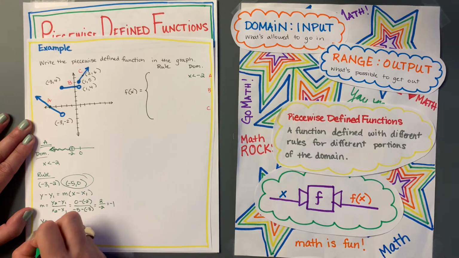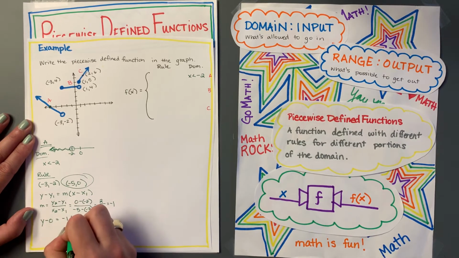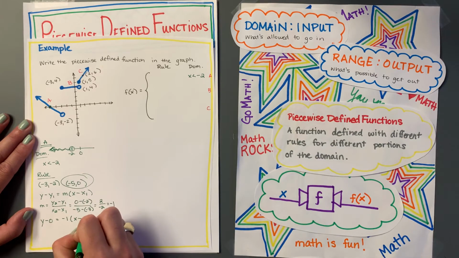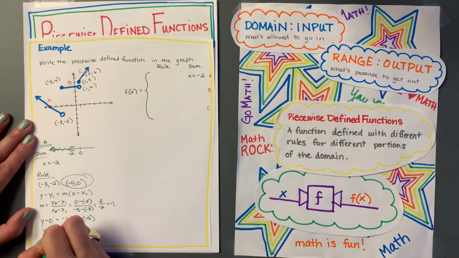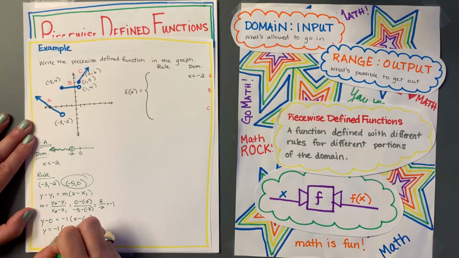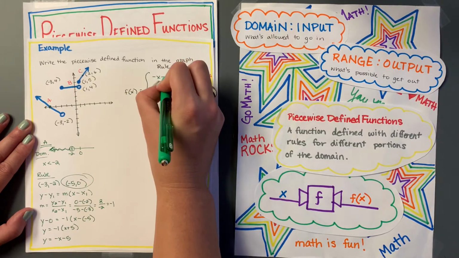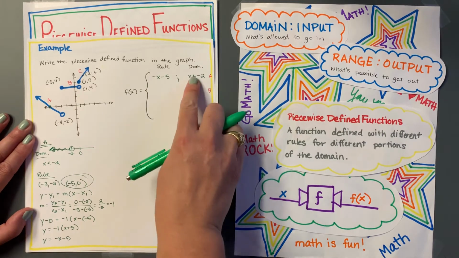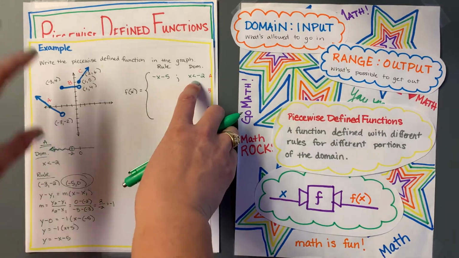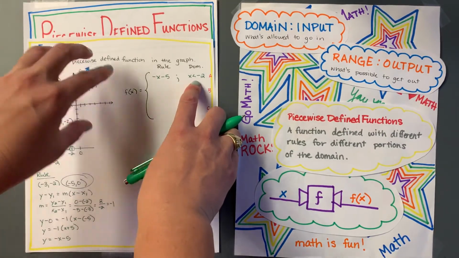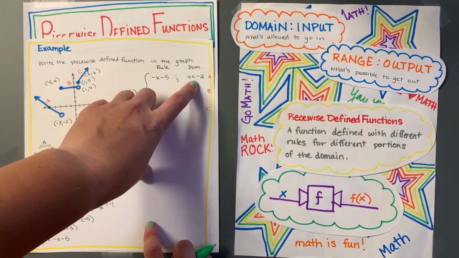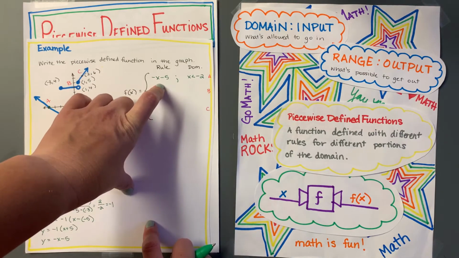So I'm going to use this point. So I'm going to have y minus 0 is equal to -1 times x minus -5. So y is equal to -1 times x plus 5. Y is equal to -x minus 5. So my rule here is -x minus 5 for that domain. So my piecewise defined function, if I have an x value in this domain, I will use this rule.